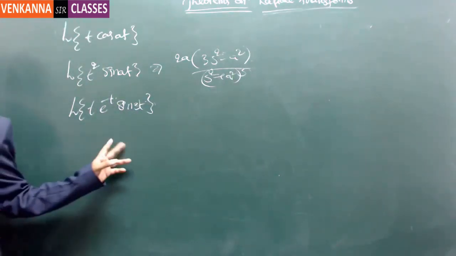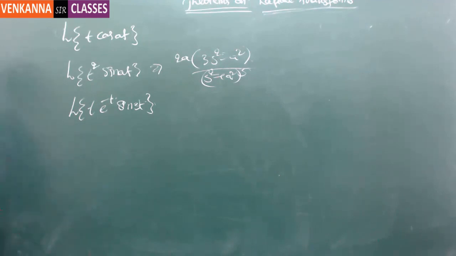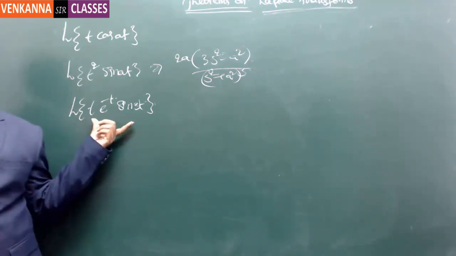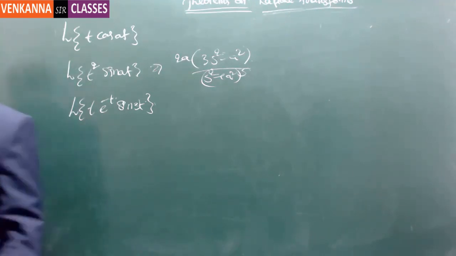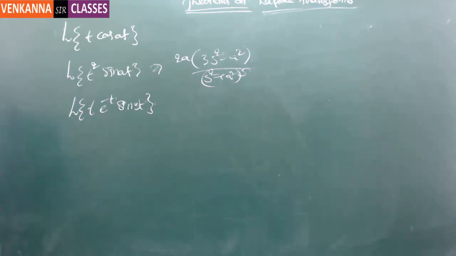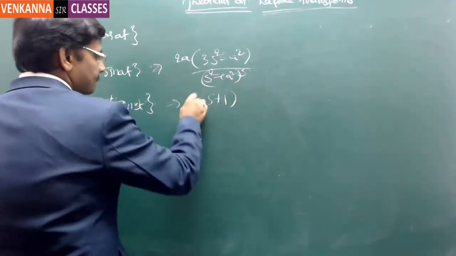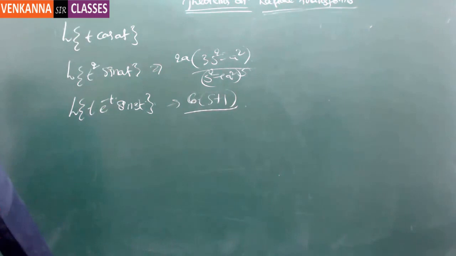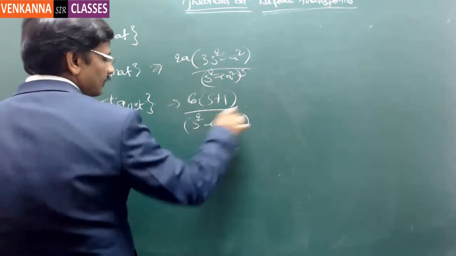Find the Laplace transform of the last one, t into e power minus t into sin 3t. We have to use the first shifting property for this. The answer is 6 times (s plus 1) divided by (s square plus 2s plus 10) whole square. This is the answer.